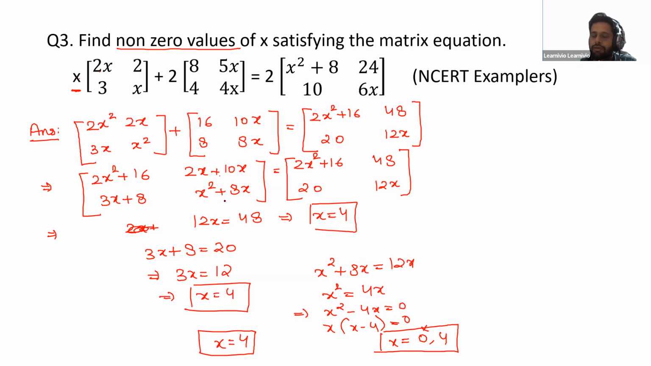You need to find the value of x from all the elements. Then you need to find the common solution. So here 4 is the common one. And for the first one, this is equal, so this will be valid for any value of x. So I hope this is clear to everyone.